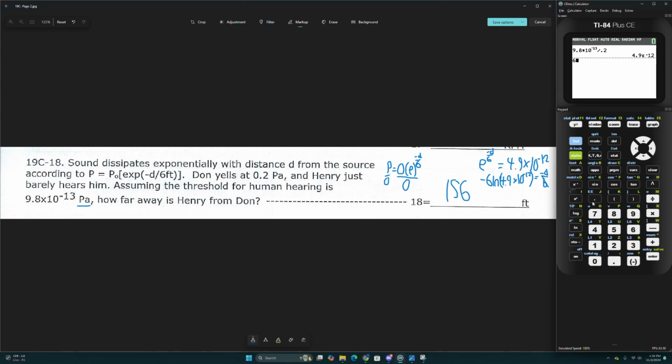Then you could multiply each side by 6 to cancel that out, and then switch the sign. So it's negative 6 times the natural log of 4.9 times 10 to the negative 12th. And you'll get 156 that way as well. So really it seems scary, but in all reality it's not a hard problem at all. But I just wanted to show that off.